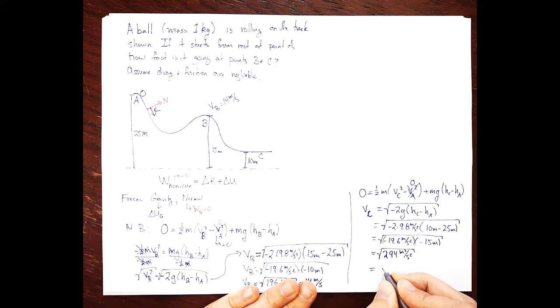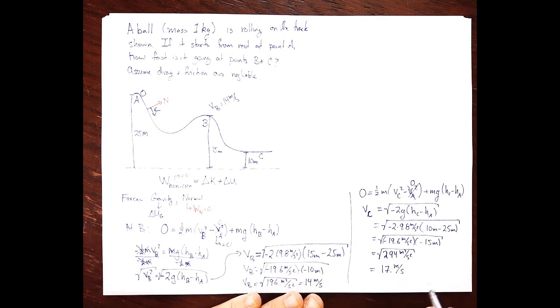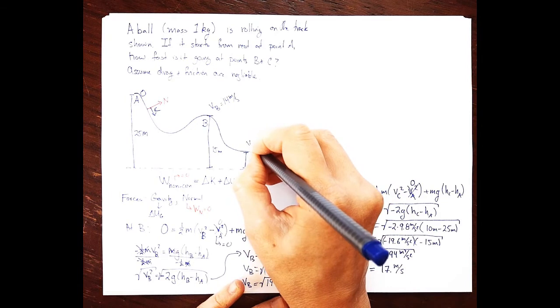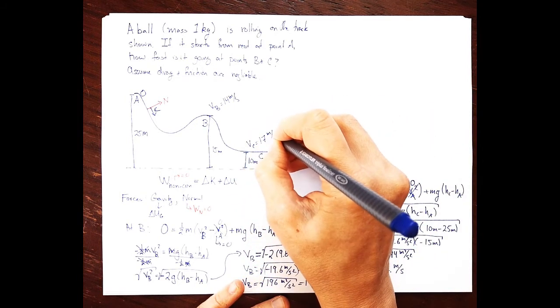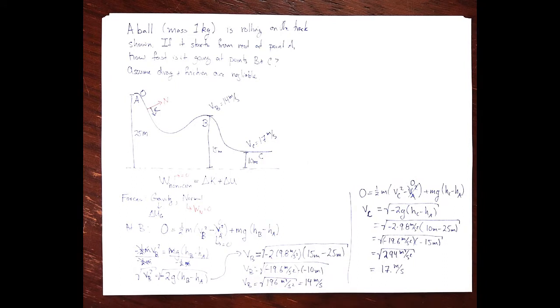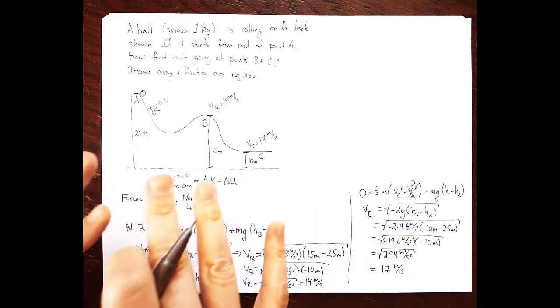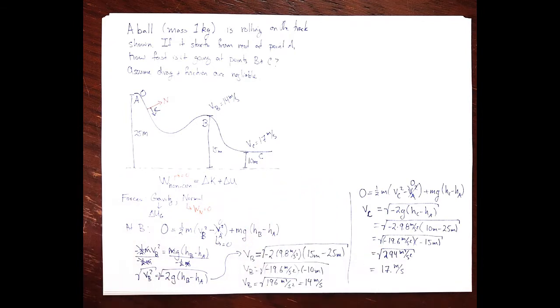And when we take the square root of that, we get 17 point something. We'll just keep 2 sig figs. Meters squared over seconds squared, take the square root, that's meters per second. So here, at point C, the velocity is 17 meters per second. So, much less algebra than we'd normally get in a force problem like this. But we get our answer, and let's go a little bit deeper here.